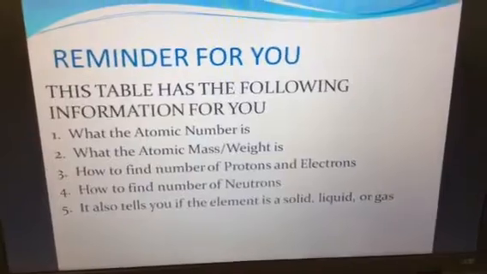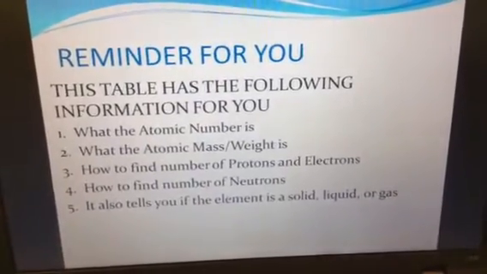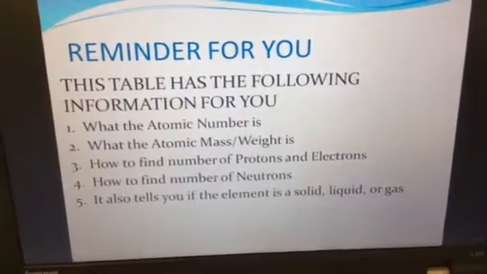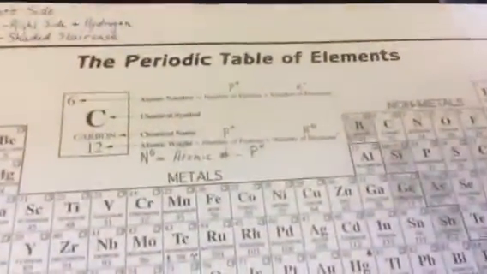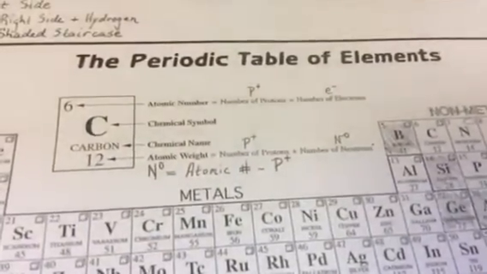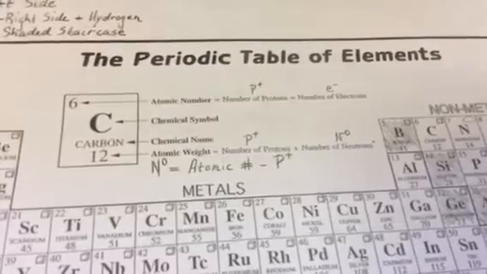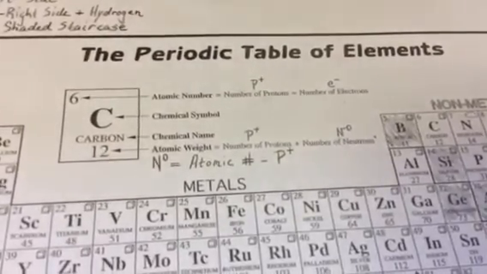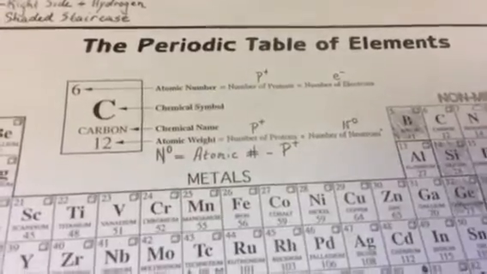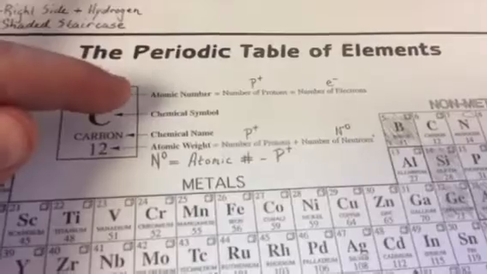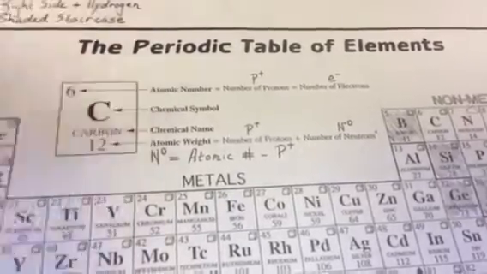Now, here are some reminders for you. This table is your notes, and it has a lot of information for you. It tells you what the atomic number is. It also tells you what the atomic weight or atomic mass is. It tells you how to find the number of protons and electrons. Atomic number equals number of protons. Atomic number equals number of electrons.